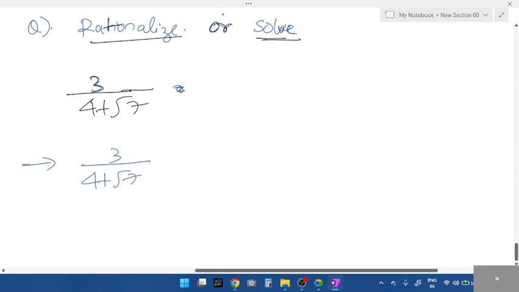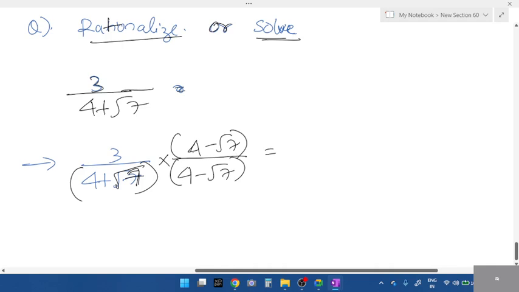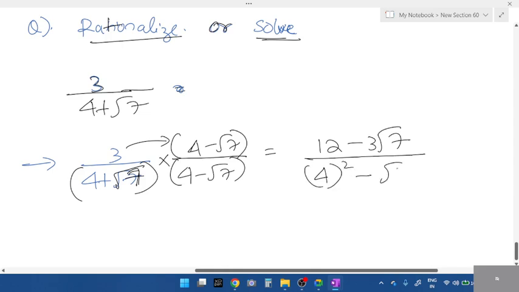Leave the numerator. What about the denominator? What is the denominator? There is a root value, right? It's an irrational number. So what should I multiply? What is the opposite of 4 plus root 7? 4 minus root 7. So the numerator also I should multiply by 4 minus root 7. What's the answer, students? Now first solve the numerator. Multiply 3 for both. 3 4s are 12 minus 3 root 7. Denominator, which formula can we use? A square minus b square. Completed.